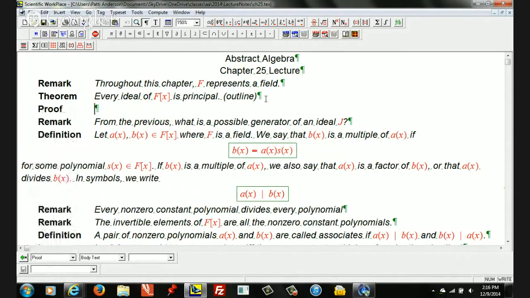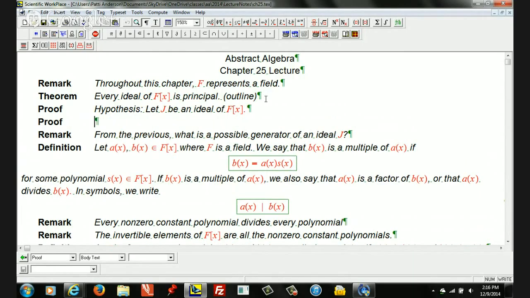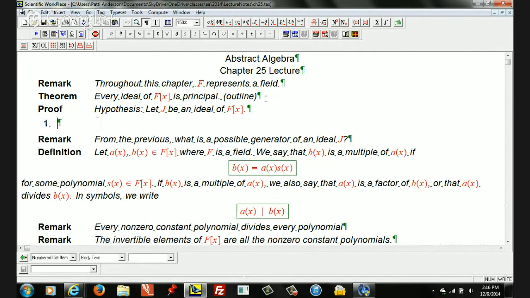They go through the proof of that. It's actually rather short. What is the hypothesis for this one? This is on page 251 if you're following along. Let J be an ideal of F[x]. Then they break it up into two parts, right? Either J has only 0 in it, or J has other non-zero terms.